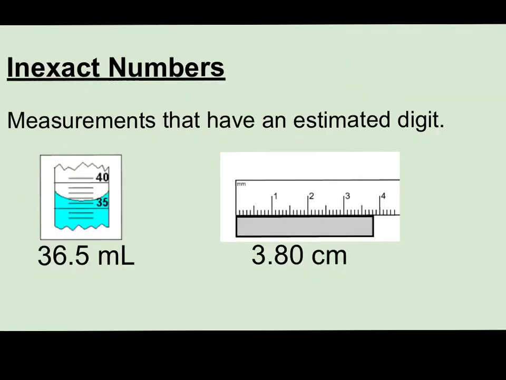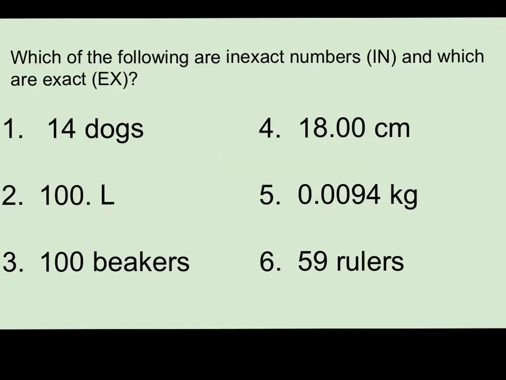Inexact numbers are measurements that have an estimated digit. So for example, volume measurements or length measurements would be inexact numbers. Based on the units after each of these numbers, see if you can determine which ones are exact and which are inexact. Stop the video, and when you restart it again, I'll have the answers posted. Numbers 1, 3, and 6 are all exact because they all involve counting objects, and all of the other ones are measurements, so they're inexact.